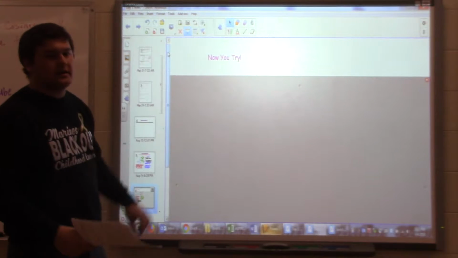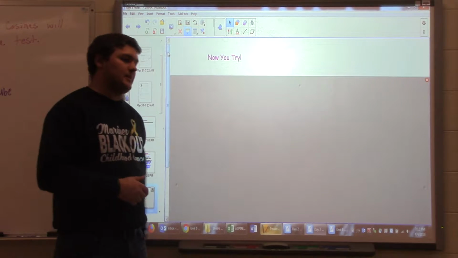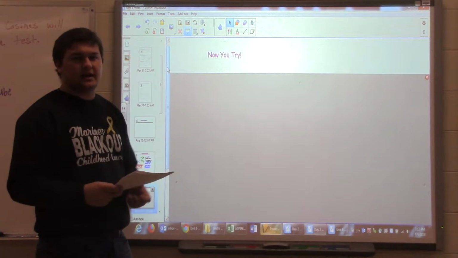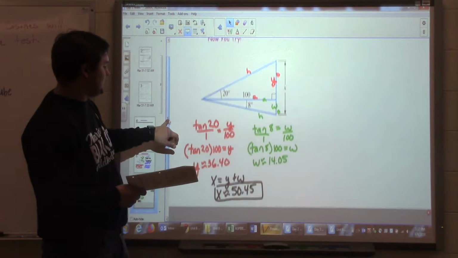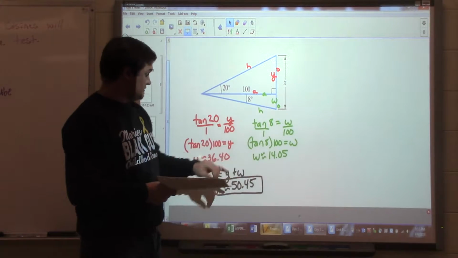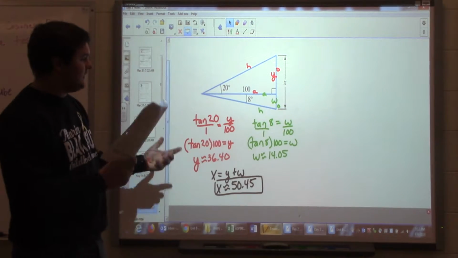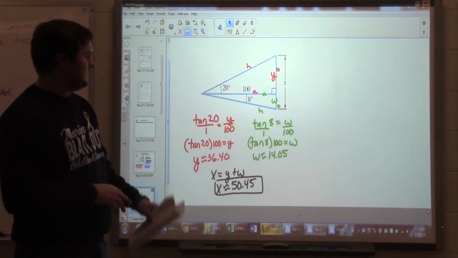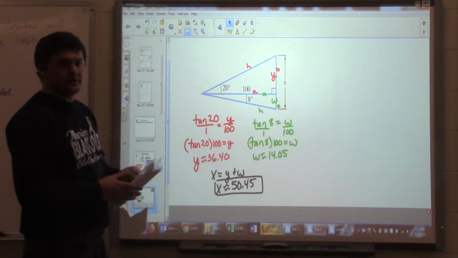You guys try it, pause the video if you want, copy it down from the fill-in notes, copy it down once I pull it up here. Same sort of thing, break down into two triangles, find the two smaller pieces, add them together, find the bigger piece. What we should get is that Y is approximately 36.40, W is approximately 14.05, add the two of them together. X is approximately 50.45. Like I said, go through the fill-in notes online, or check them here, pause the video.